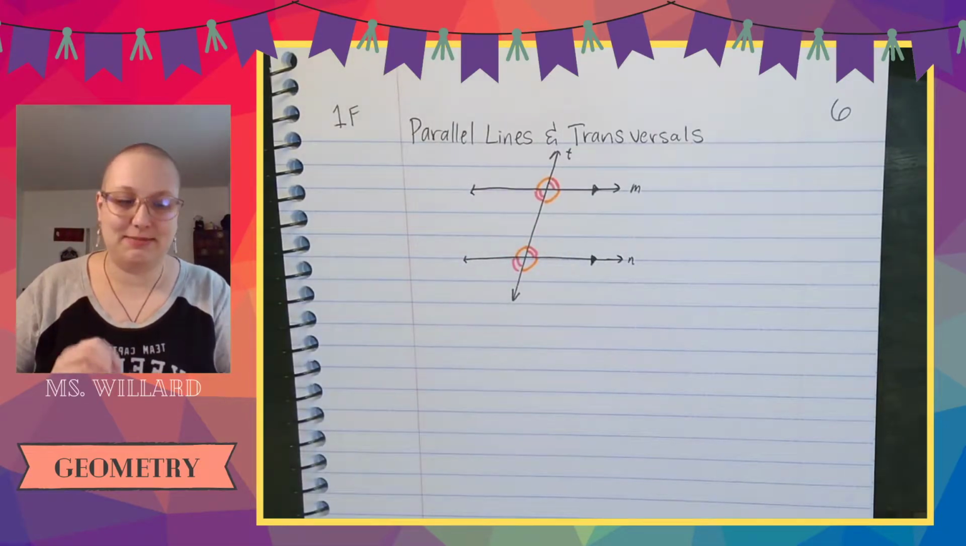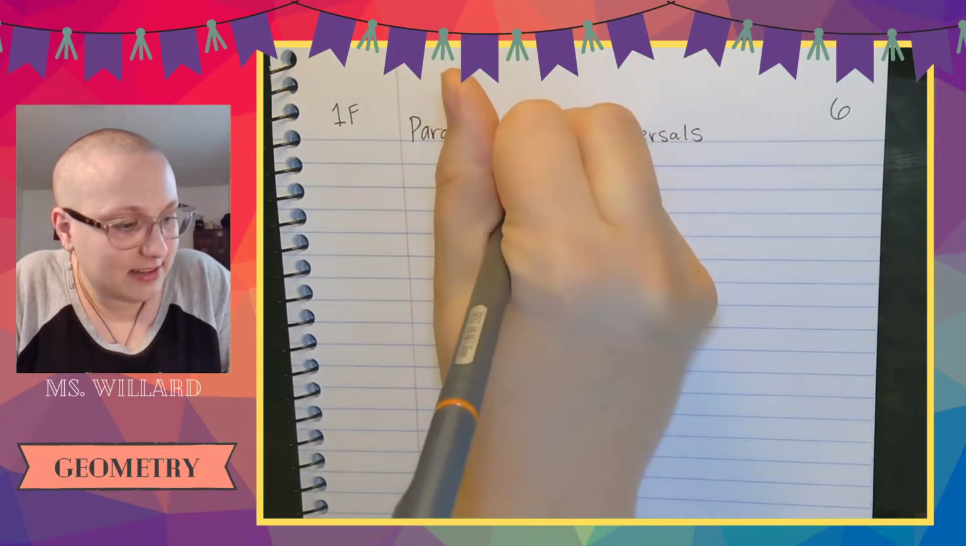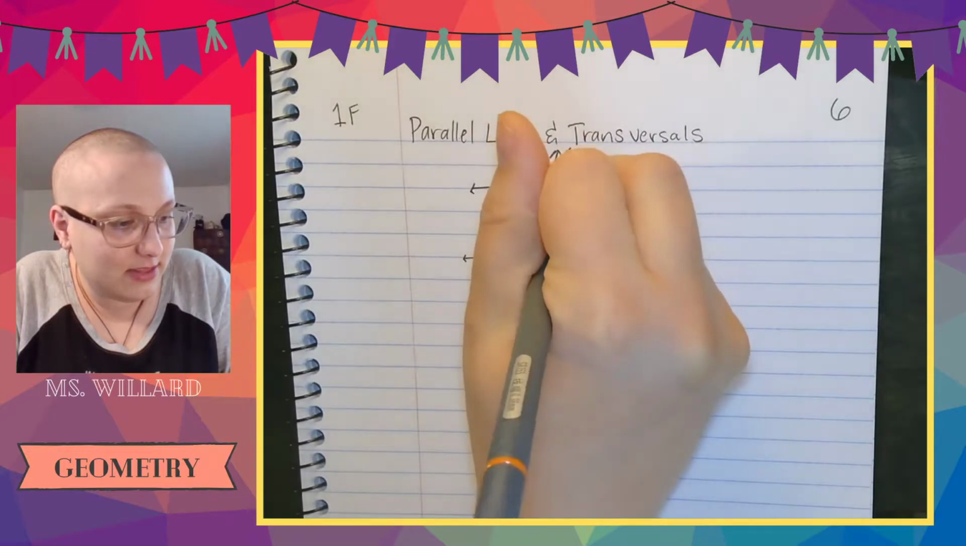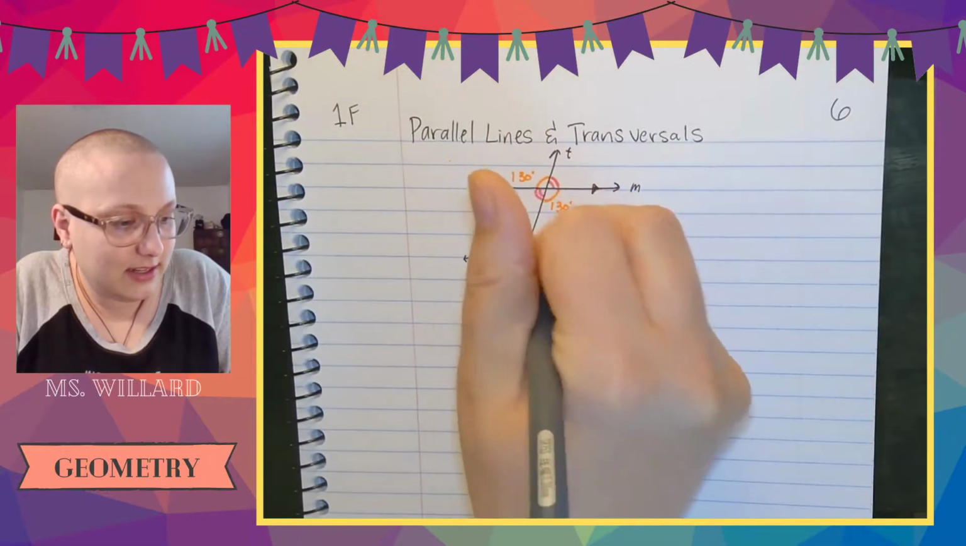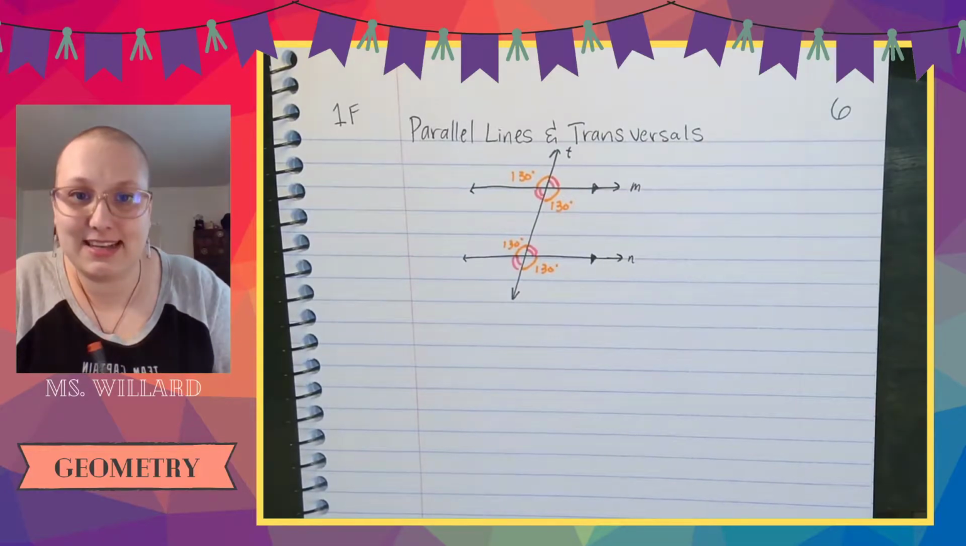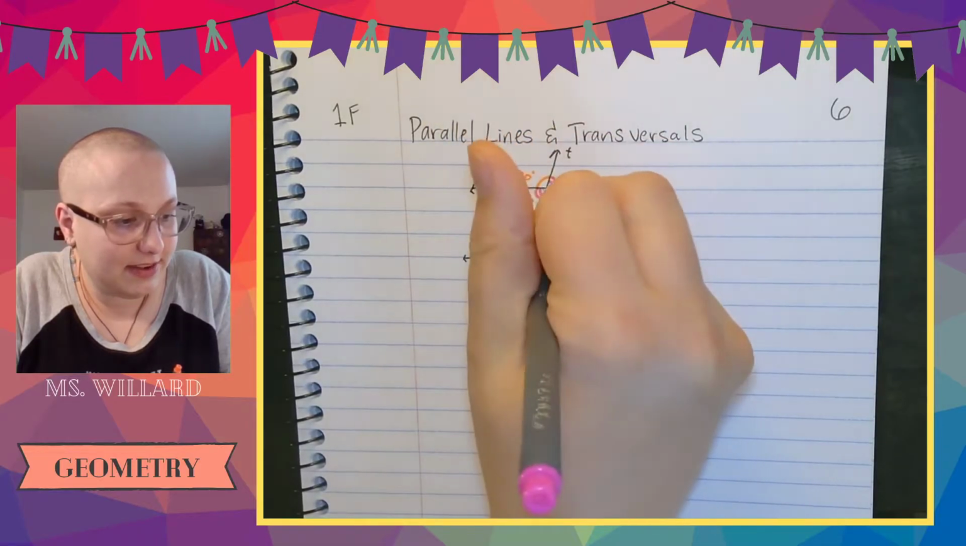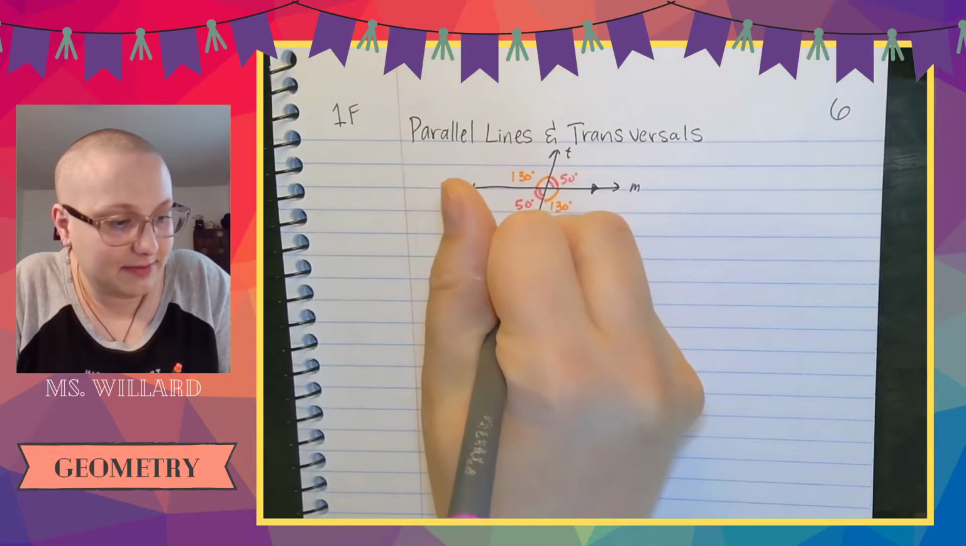I'll even write those in. This isn't the case all the time. It'll change. But if this angle is 130 degrees, this one's 130, this one's 130, and this one's 130. And then if that's the case, then this would be 50, 50, 50, and 50.